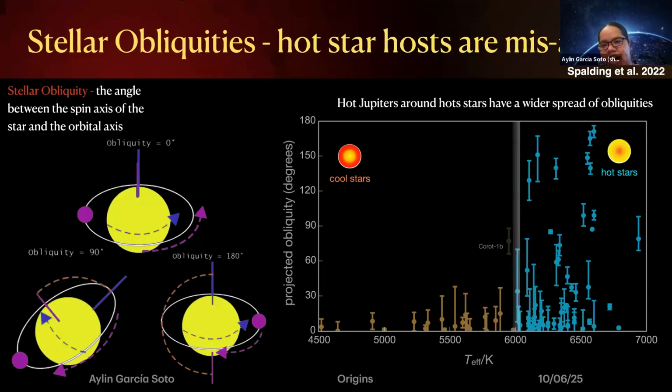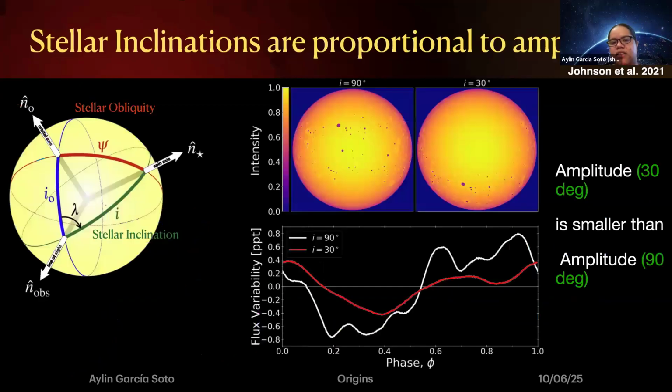But if you look at the other half of the Kraft break, the hotter stars, the ones that are hotter than the sun, they actually have a larger range of stellar obliquities. So I have all three, 0 to 180, basically. Anything around that range. The other thing I wanted to mention is its relation to amplitude.